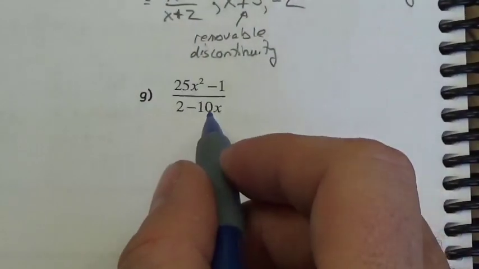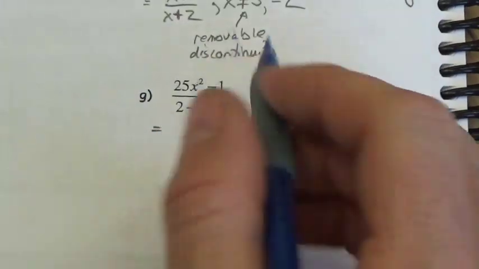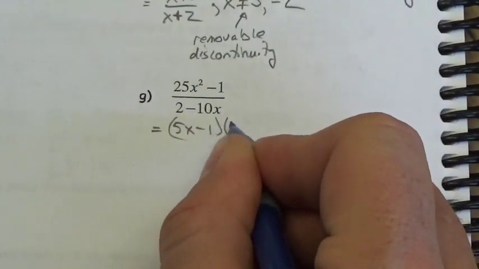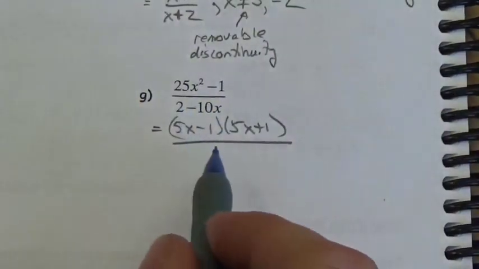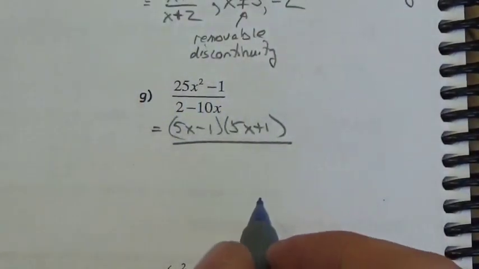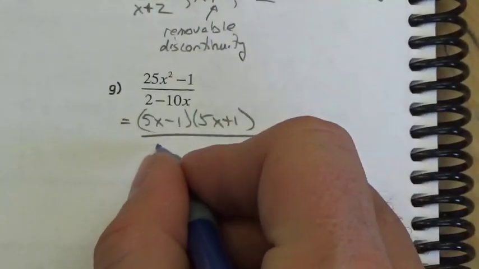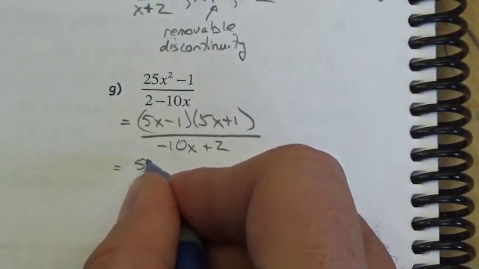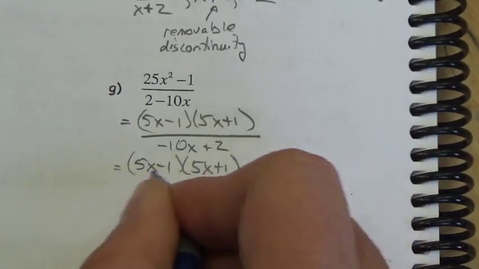All right, here. Now my numerator is a difference of squares, so it'll be 5x minus 1, 5x plus 1, not a problem. Before I even get into factoring this, my denominator does not look right. It does not look pretty. They're in the wrong order. So I'm going to move that negative 10x up to the front first. So 5x minus 1, 5x plus 1.